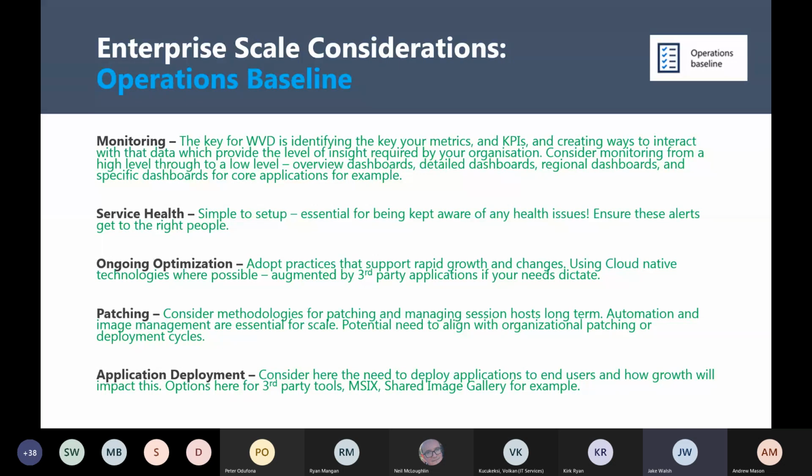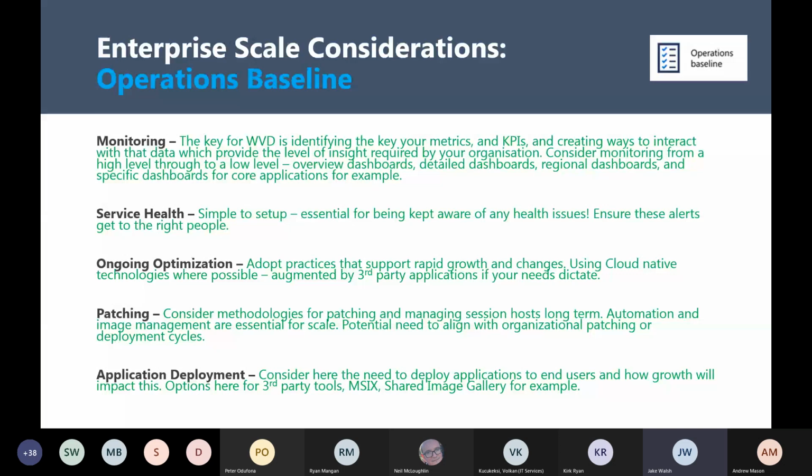It's just worth considering: you might want an overview dashboard that shows the health of the whole estate. You might then want a detailed dashboard for a specific host pool, perhaps because you've got a number of host pools for different business units. You might want a regional dashboard. And then perhaps you want to drill down into specific core applications, for example.